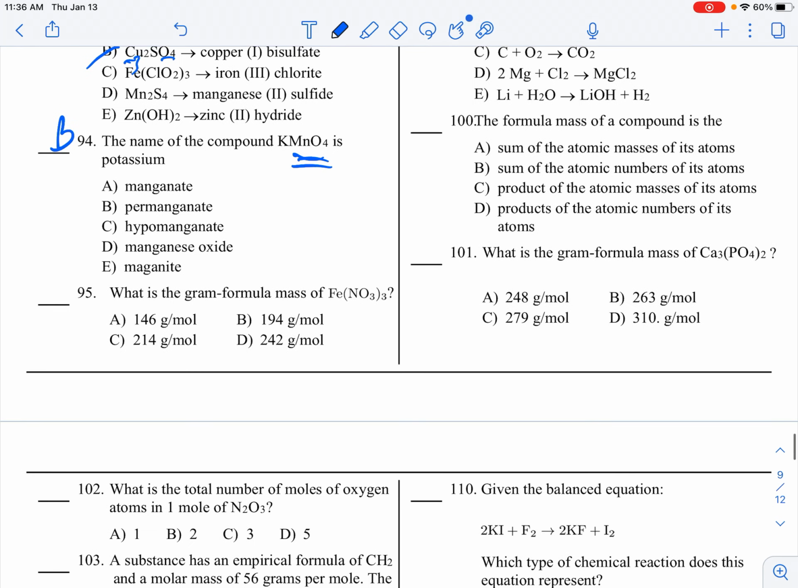What is the GFM of this? Okay, so periodic table. I've got Fe is 56 and 3 times nitrogen. Distribute. So 3 times nitrogen is 14, so that's going to be 42. And oxygen is 16, but there are 9 of them, because I had to distribute. So adding those up, I get 242 grams per mole.